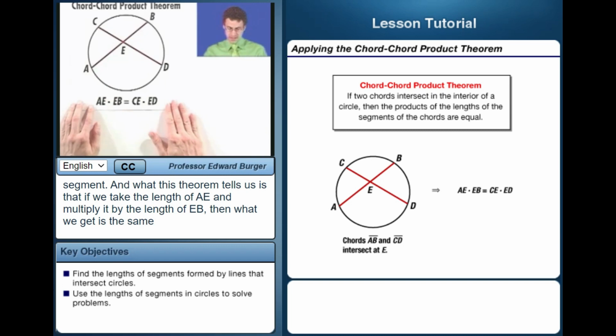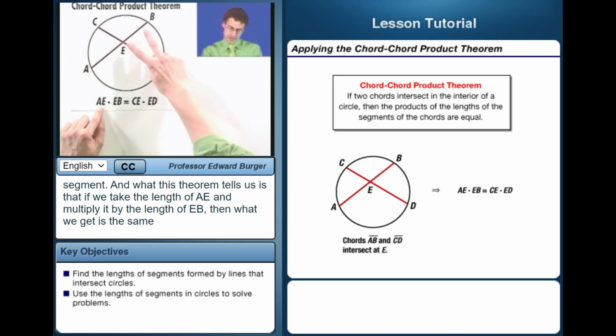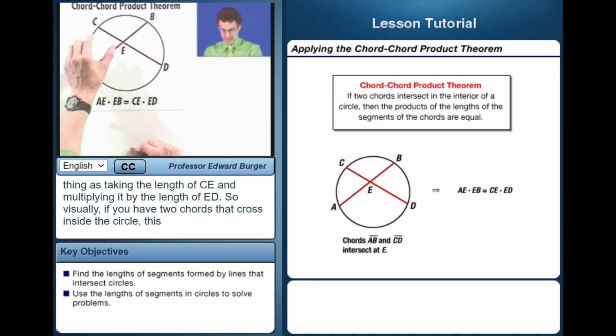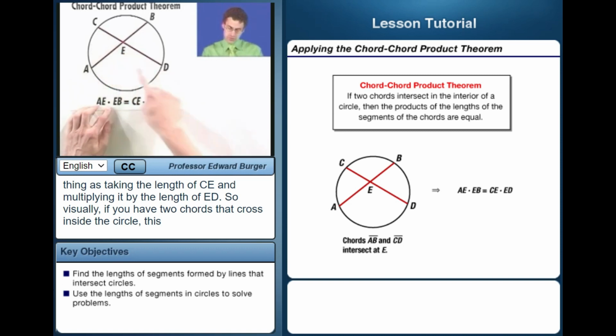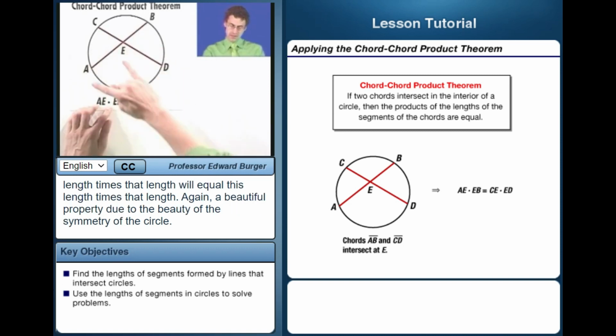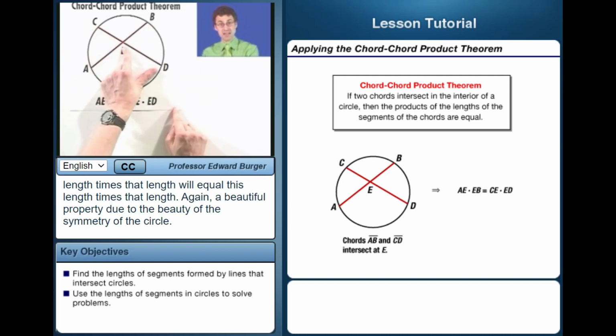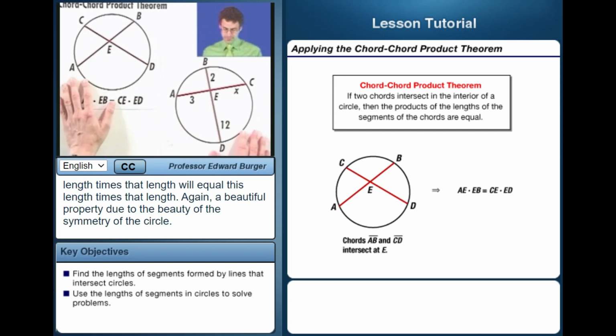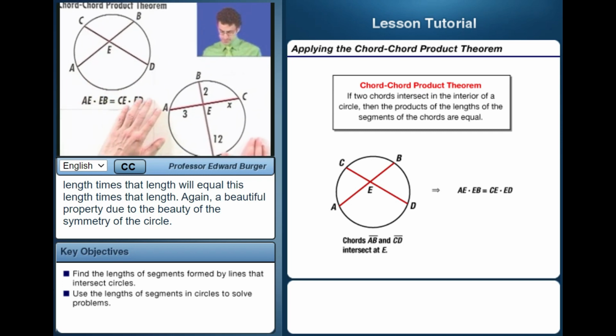What this theorem tells us is that if we take the length of AE and multiply it by the length of EB, then what we get is the same thing as taking the length of CE and multiplying it by the length of ED. So visually, if you have two chords that cross inside the circle, this length times that length will equal this length times that length. Again, a beautiful property due to the beauty of the symmetry of the circle.